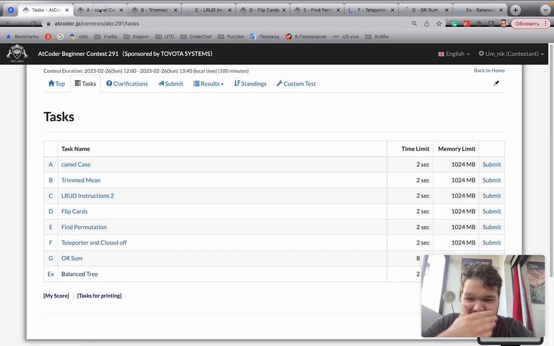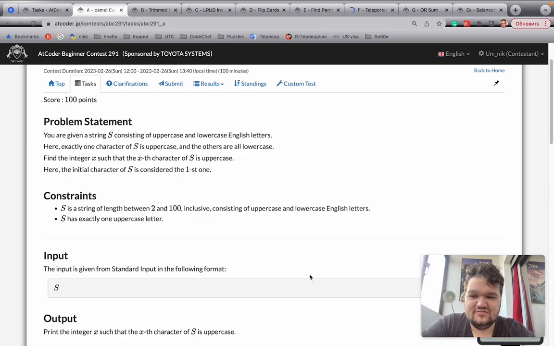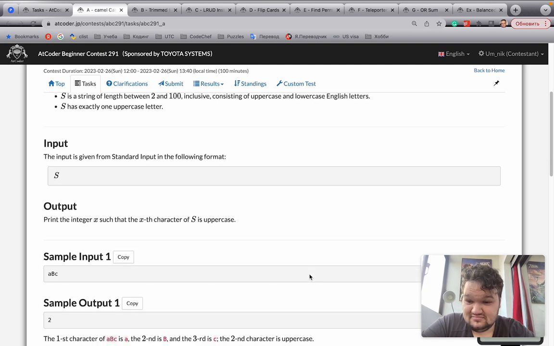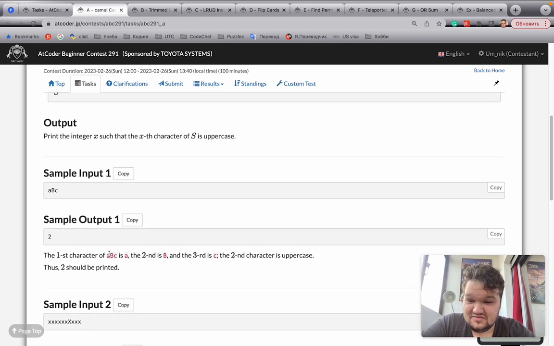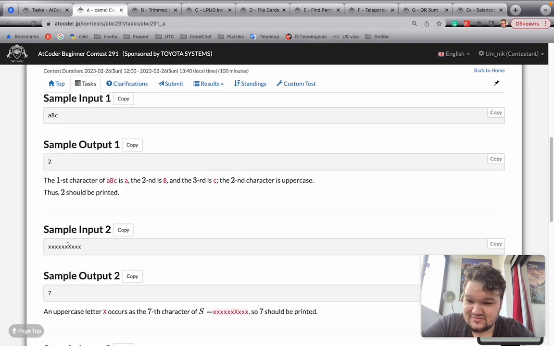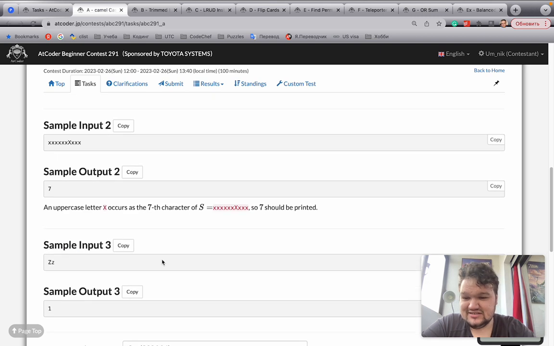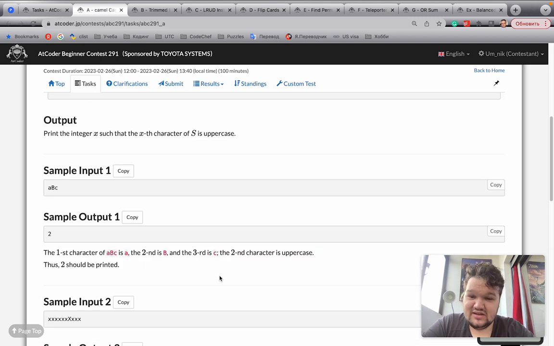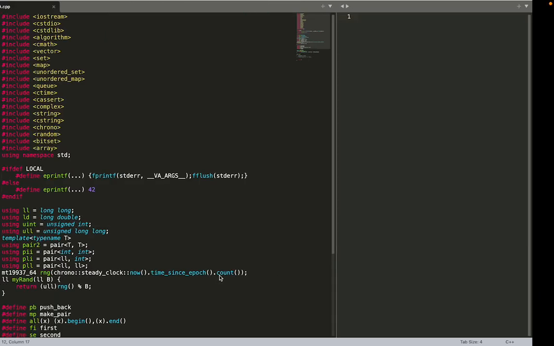As always, I expect the first 2-3 problems to be not problems. Given a string, print the position of the only uppercase letter in that string. Yeah, I think I can do that.